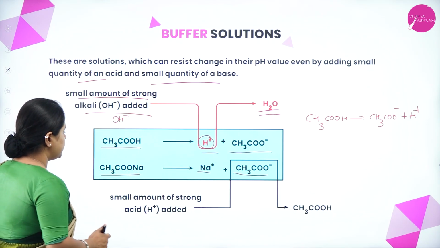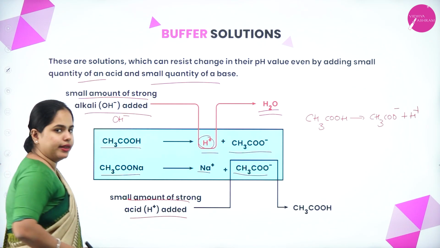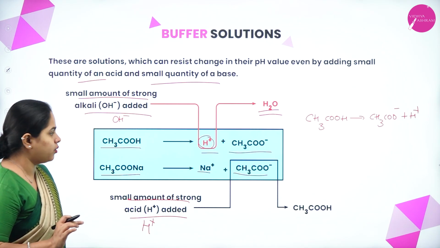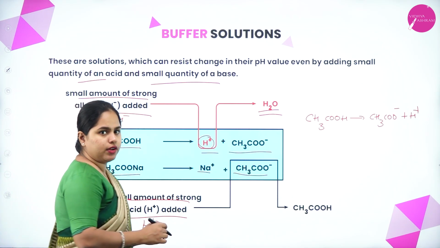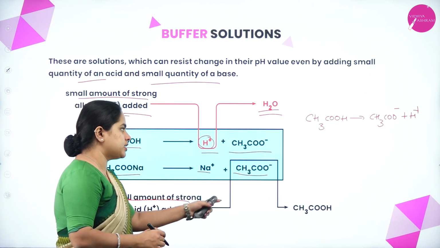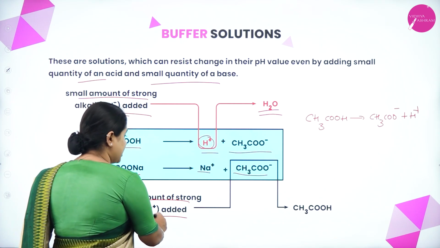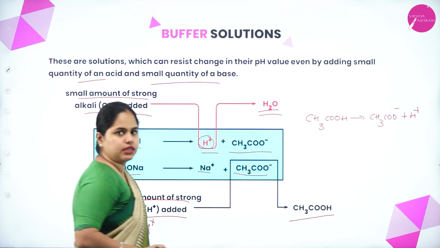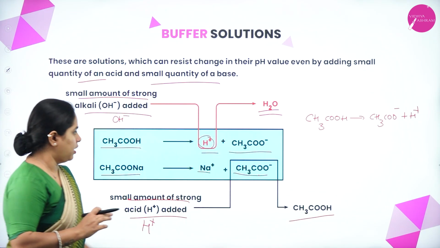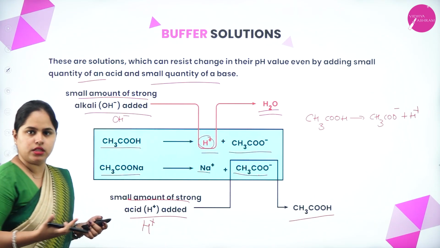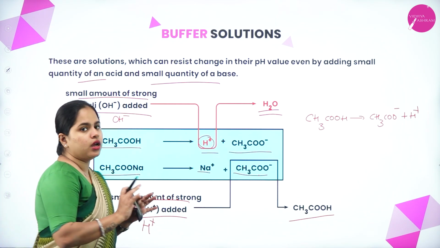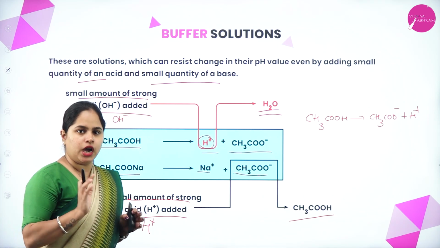Right. Now let us consider small amount of strong acid is added. Acid is added means H plus is added. So if extra H plus is added, what happens? The salt dissociates into Na plus and CH3COO minus, right? So this H plus will be taken by this acetate ion and forms what? Acetic acid. Again, the acetic acid is what is already present in the buffer solution. So of course, the pH will not change again. So this is how the buffer solution works, right? I hope it is clear.